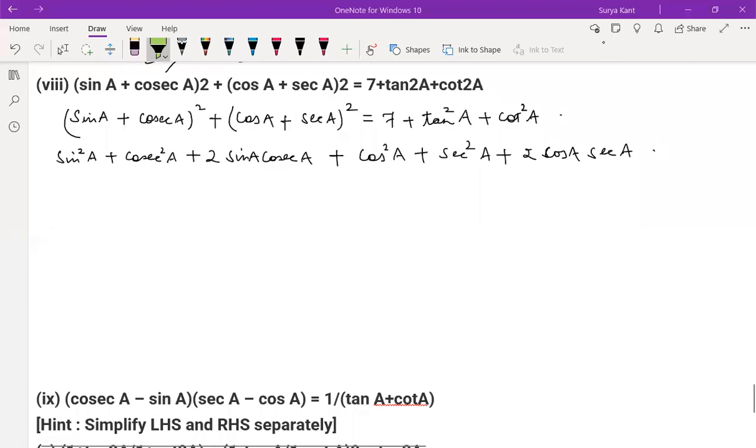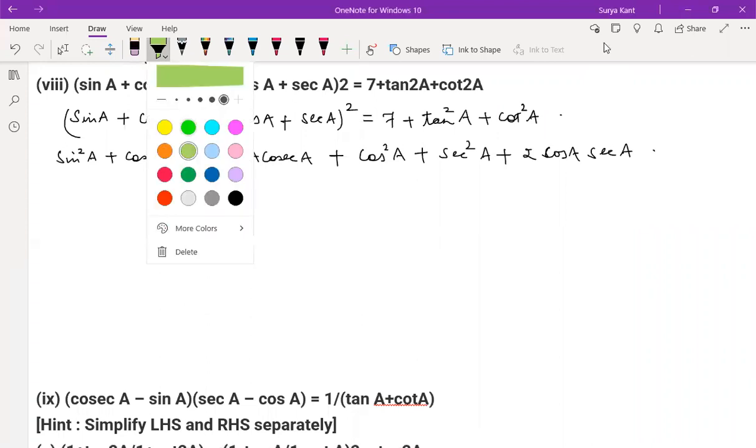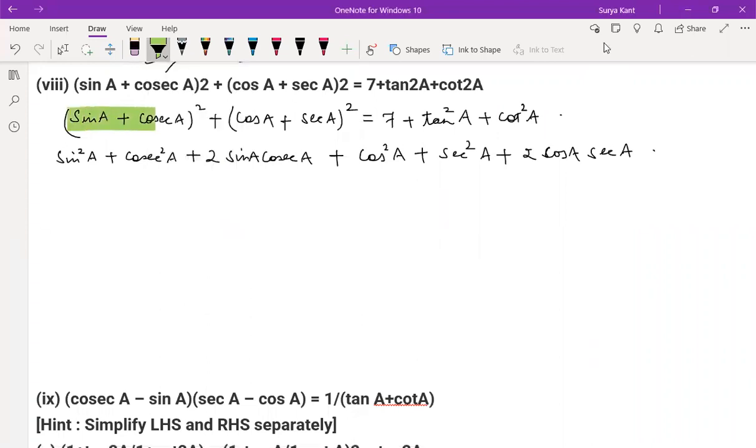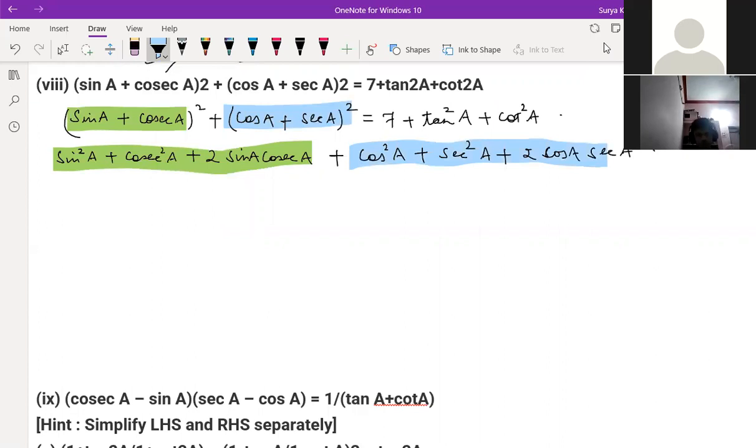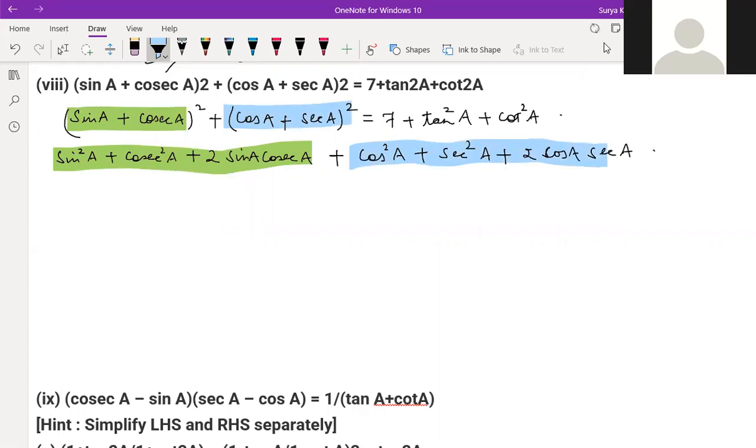Children, here we have just expanded this one into this part, and again this other one, next one, in this way. We just expanded this. So what we need to do here is, again, if you see here, sine square a plus cos square a, we write separately. In one place you write sine square a plus cos square a.